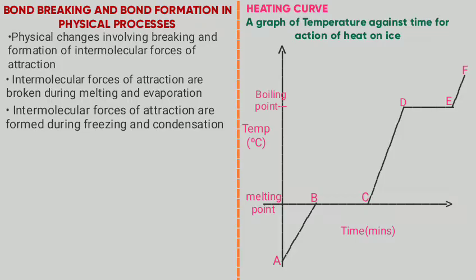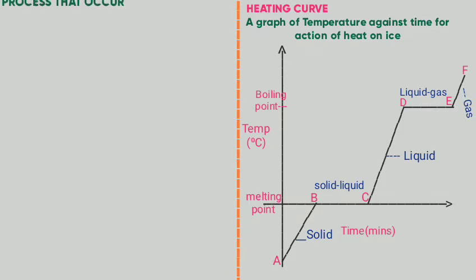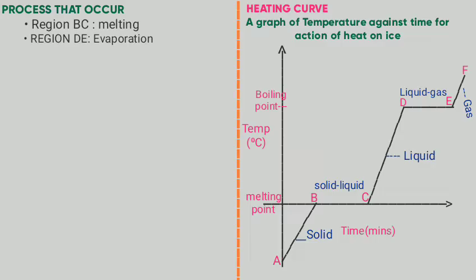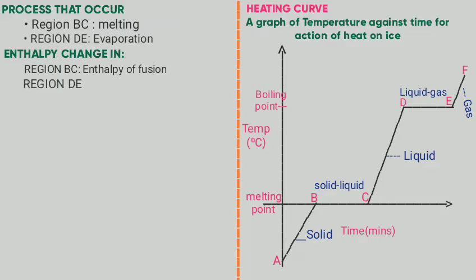We want to look at what happens in each region. So we begin by looking at the physical states. In this region here, the physical state is solid. Here is solid to liquid, it is liquid, it is liquid to gas, and here is gas. The process that occurs in region BC is melting, and here in DE evaporation occurs. The enthalpy change in region BC is called enthalpy of fusion. In region DE it is called enthalpy of vaporization.